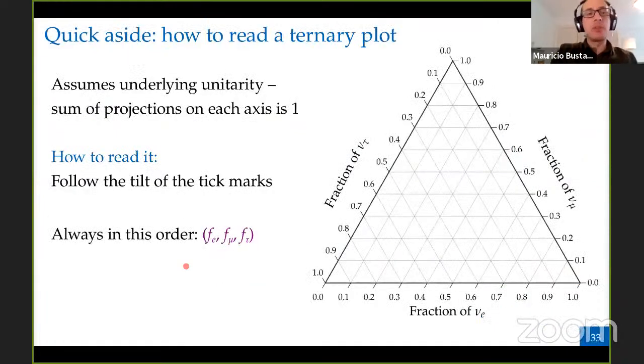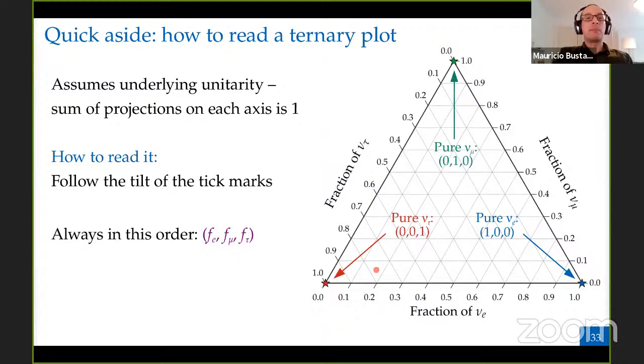Typically we show these flavor ratios in what we call a ternary plot. Some of you might be familiar with this. I'm just going to briefly explain how they work. This plot assumes unitarity. So if you put any point inside the triangle, its coordinates have to add up to one. Each corner means a pure flavor. This is the pure nu e, so 100 is the coordinate. This is the pure nu mu, so 010 is the coordinate. And this is the pure nu tau, 001.